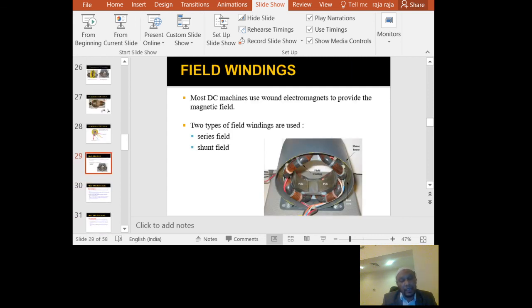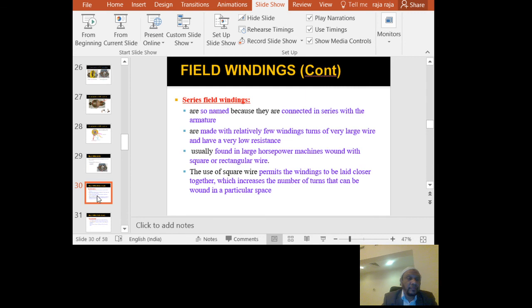The field winding is classified as series field winding and shunt field winding. Series field winding has some special characteristics. Why is it named series field winding? Because it is connected in series with the armature. It has relatively few winding turns and a very thick wire. The wire is thick but the windings are very few, and it is found in large horsepower, very high power machines. They use the series field winding type.